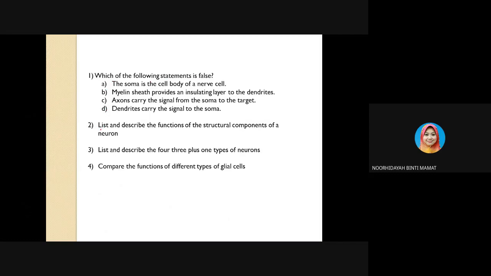The second question is you need to list and describe the functions of the structural components of the neuron. The third one, you need to list and describe the 3 plus 1 types of neuron, which are unipolar, bipolar, multipolar, plus pseudopolar. And the last question, you need to compare the functions of different types of glial cells, of which we have 5, for example Schwann cells and astrocytes, the accessory cells.